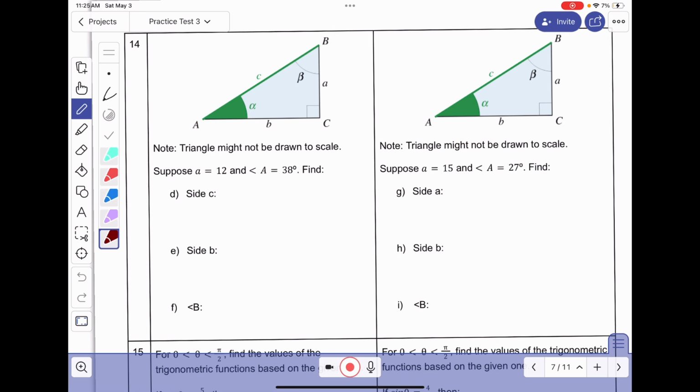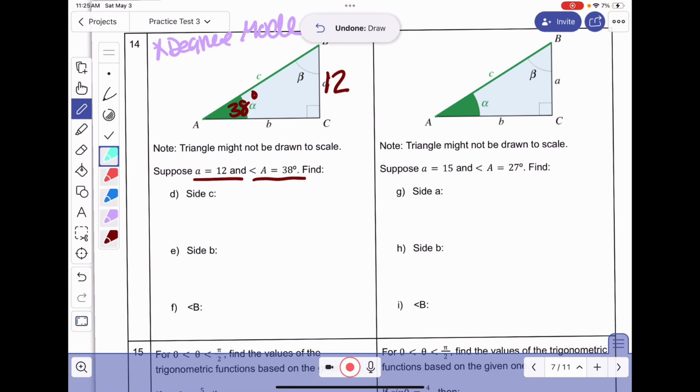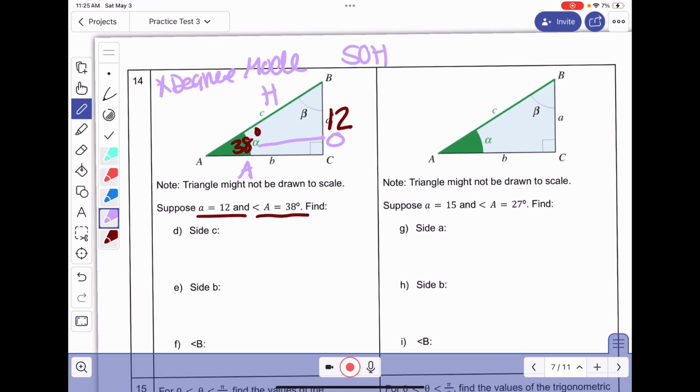All right, here's another triangle. So our hint already, degree mode. As soon as we see a shape, we want to make sure we're in degree mode. Let's see what they give us this time. This time they tell us that side A is 12 and angle A is 38. Oops, 38. So from that angle, C is the hypotenuse because it's across from that angle. 12 is the opposite, which makes B the adjacent. We're going to use our SOHCAHTOA again.